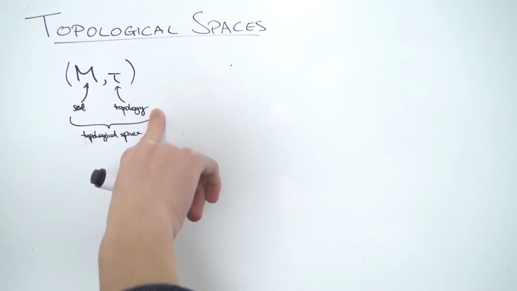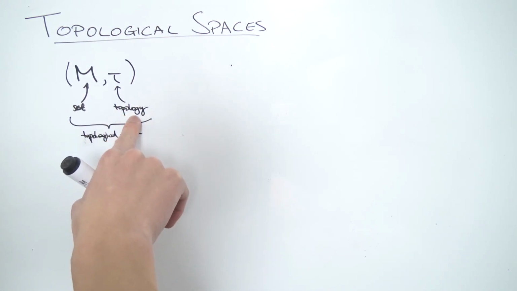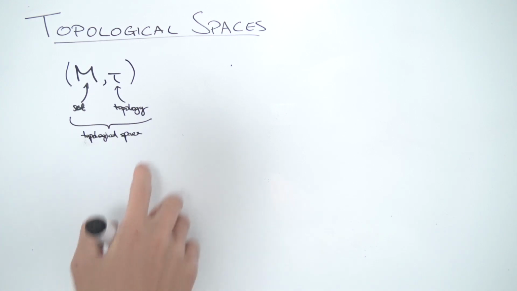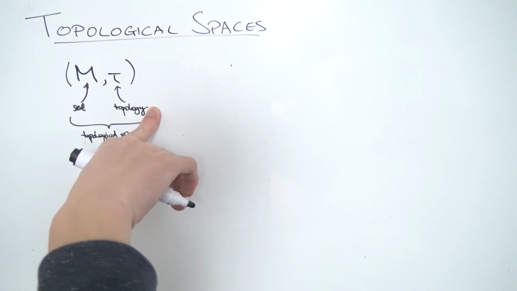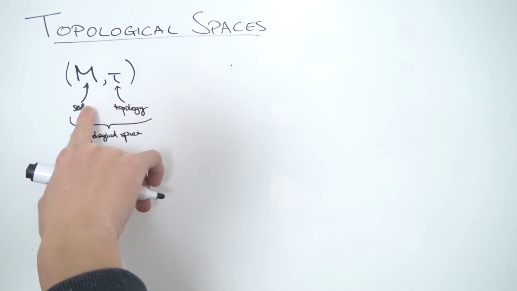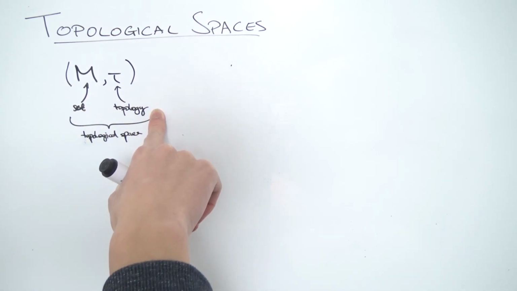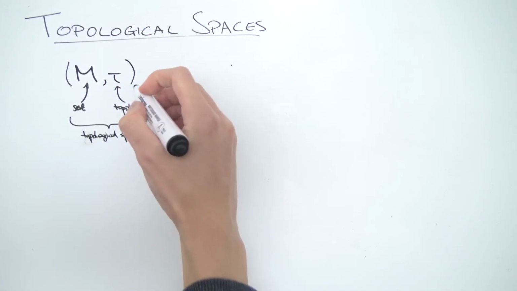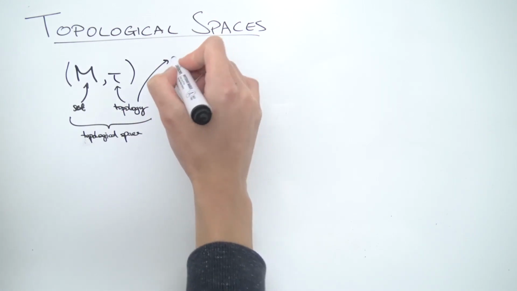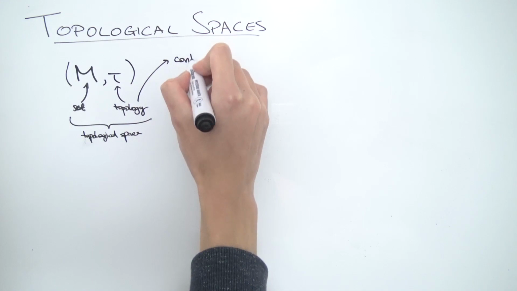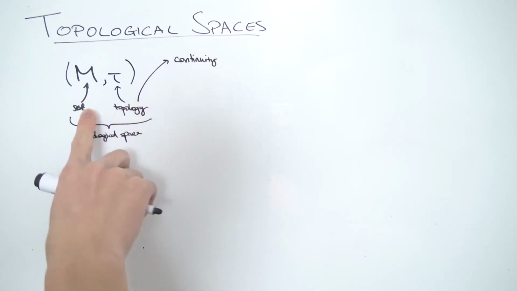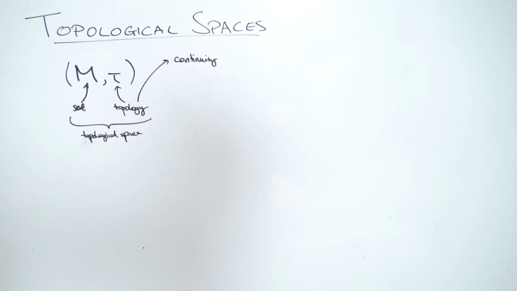Now, I haven't even told you what this topology is. This topology tau also has to satisfy certain axioms and so on, which we'll cover later. But you may be asking, what does this even do on our set? Why do we even need a topology? Well, it gives us a couple of very important ideas. First of all, probably the most important one is the concept of continuity. So adding on this topology onto our set allows us to talk about continuous maps.